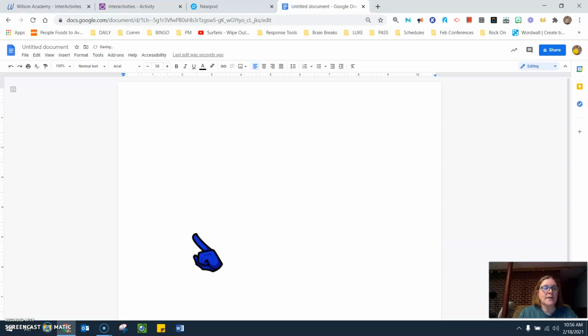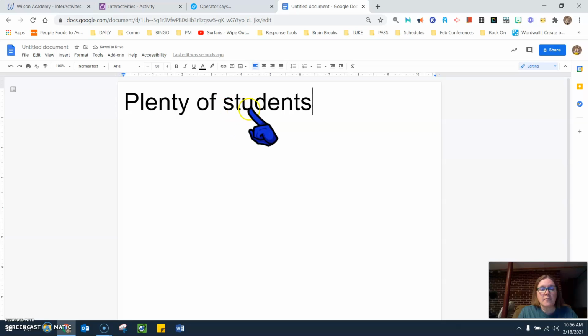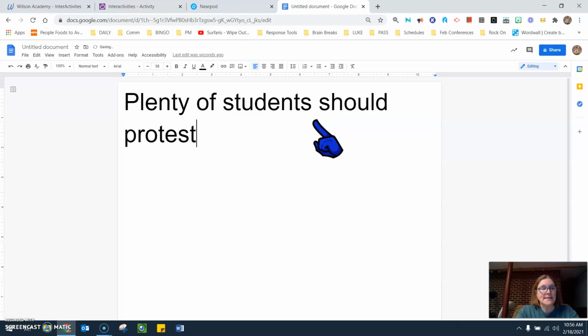Okay, let's go for our sentence. Here we go, guys. 3 phrases in this one. Plenty of students should protest that new rule. Echo, plenty of students should protest that new rule. All right, so I know it's a sentence. I'm going to have to start with a capital letter. Plenty of students. Now remember that U can make that oo sound. That's actually a long sound for the U. It also says U as a long sound. So plenty of students should protest that new rule.